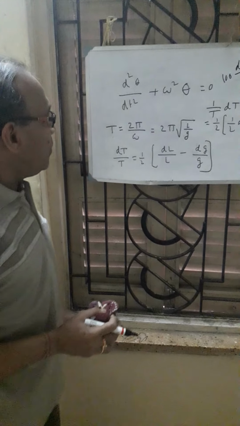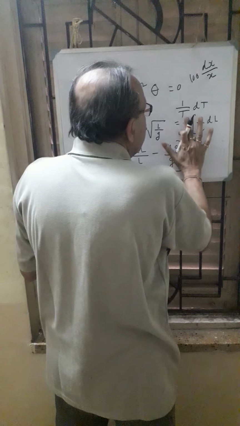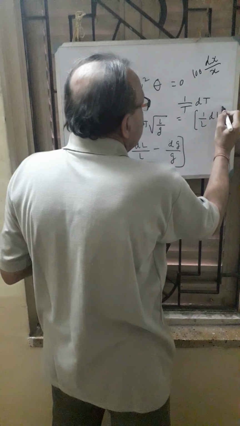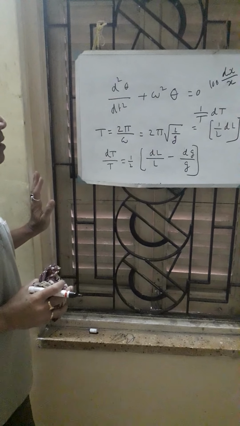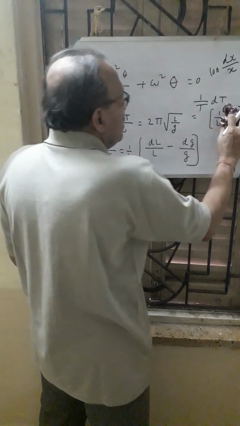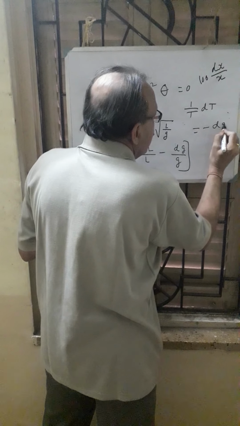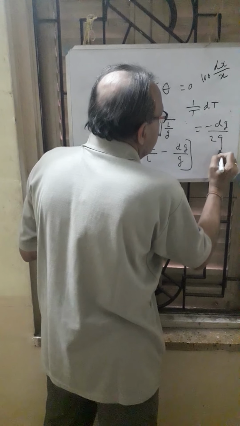Now, if g is constant, then dg equal to 0, then I get very simply dt by t equal to half dl by l. Second, if L is a constant, then I get dt by t equal to minus dg by 2g.